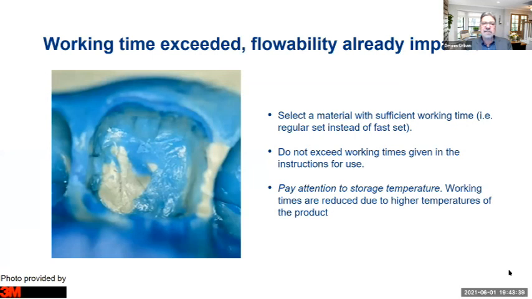Well, if the working time is exceeded, the flowability is already impaired. So you want to select a material with sufficient working time that is regular set instead of fast set. So you just want to adjust your working time. You might have to have a few different viscosities and setting times in your operatory just to know how much time you have and what you have to work with here. And don't exceed the working times given on the instructions for use. Pay attention to the storage temperature because working times are reduced due to higher temperatures of the product. Usually the warmer the temperature, the faster the product is going to set.